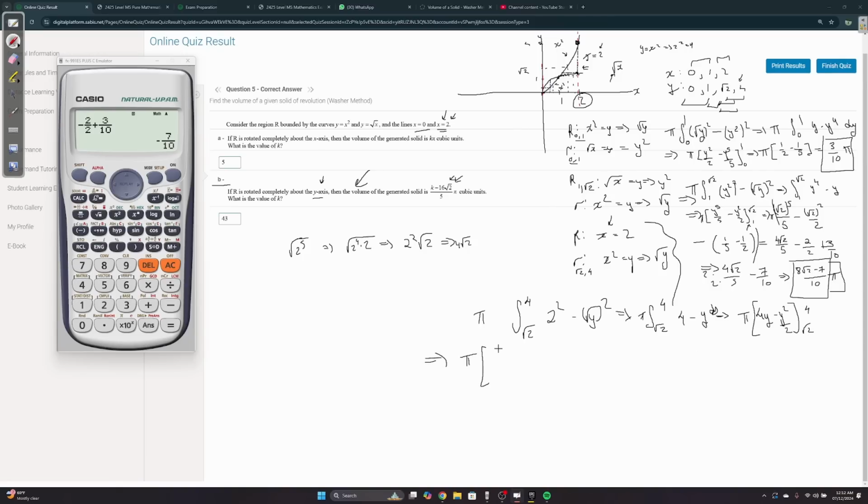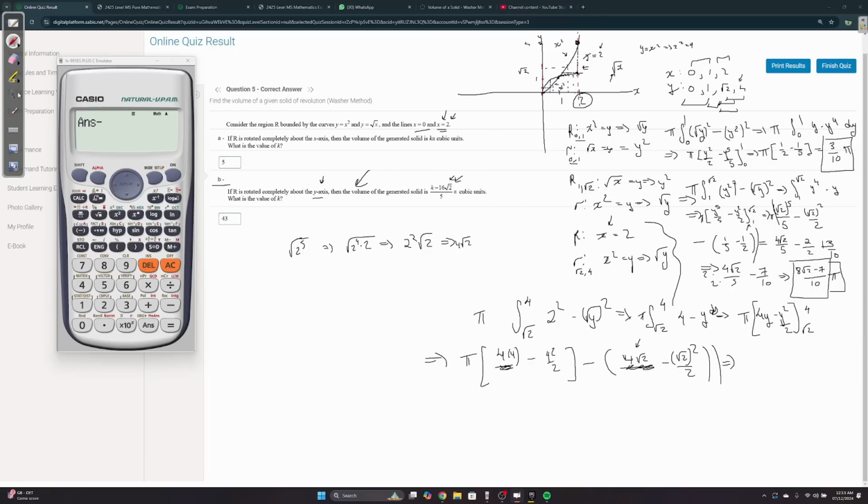So it's going to be pi open bracket 4 times 4 minus 4 squared over 2, minus open bracket 4 times root 2 minus root 2 squared over 2, close. Simplify this. 16 minus 8, because this is 16 minus 8, so 8, minus, again, if you do the radical 2 on your calculator, it's going to give you a wrong answer.